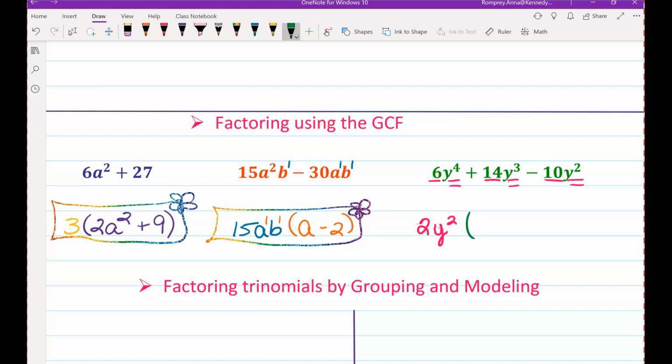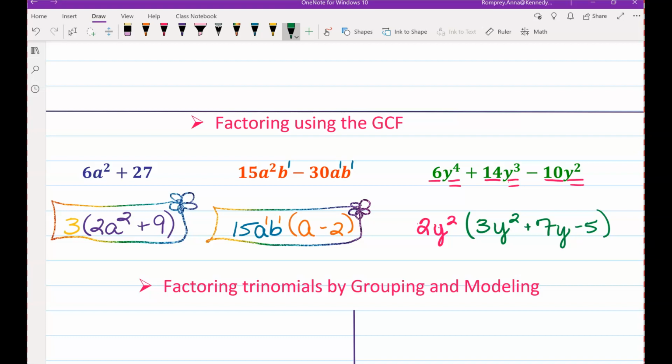So 6 divided by 2 is 3. Y to the fourth divided by y squared: 4 minus 2 is 2 left over. Positive 14y cubed: positive 14 divided by 2 is positive 7. Y cubed divided by y squared: I have 3, I'm taking 2, so I've got 1 left. And then negative 10y squared: negative 10 divided by 2 is negative 5. Y squared divided by y squared cancels out. And we're done.